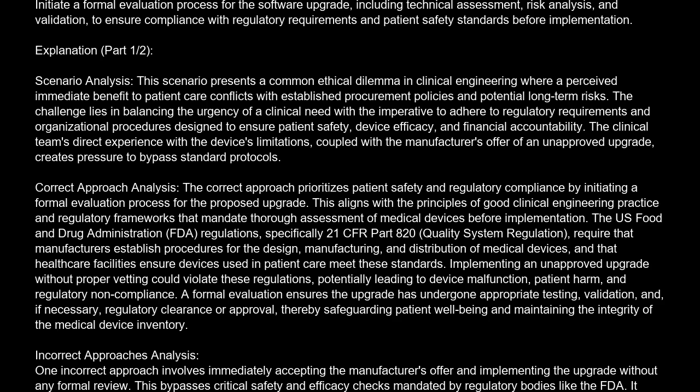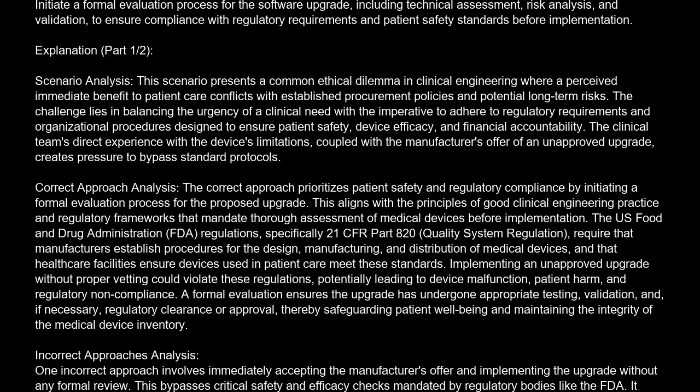Explanation. Scenario analysis. This scenario presents a common ethical dilemma in clinical engineering, where a perceived immediate benefit to patient care conflicts with established procurement policies and potential long-term risks. The challenge lies in balancing the urgency of a clinical need with the imperative to adhere to regulatory requirements and organizational procedures designed to ensure patient safety, device efficacy, and financial accountability. The clinical team's direct experience with the device's limitations, coupled with the manufacturer's offer of an unapproved upgrade, creates pressure to bypass standard protocols.